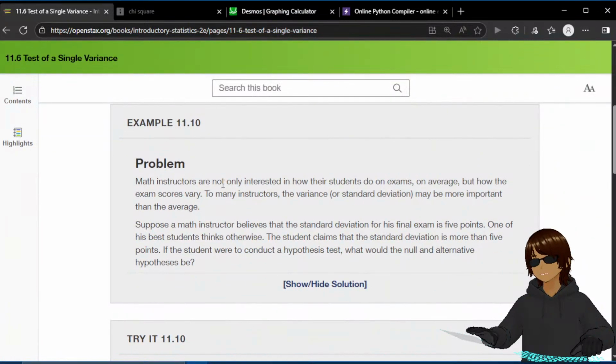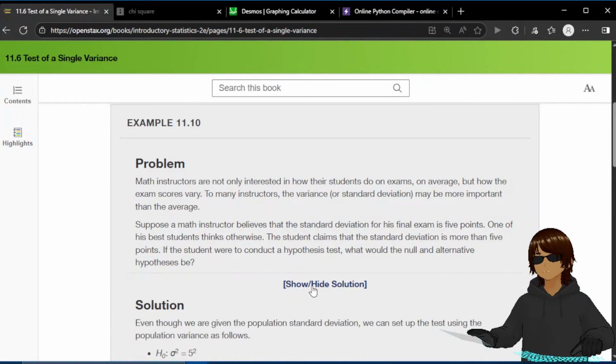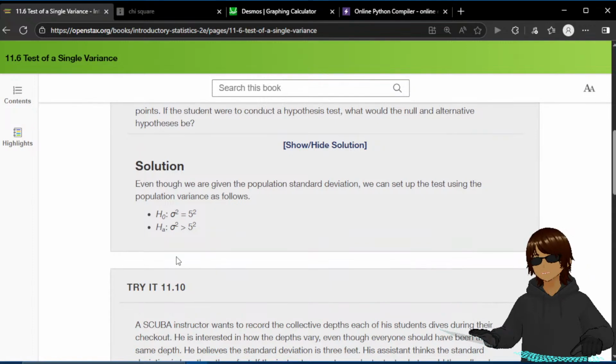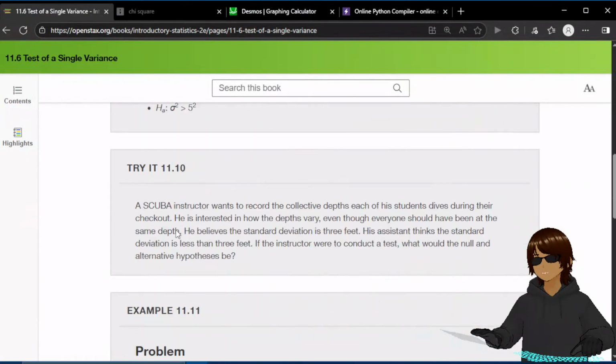Math instructors are not only interested in how their students do on exams on average, but how their exam scores vary. To many instructors, the variance may be more important than the average. Suppose a math instructor believes that the standard deviation for his final exam is 5 points. One of the best students thinks otherwise. Student claims that the standard deviation is more than 5 points. If the student were to conduct a hypothesis test, what would the null and alternative hypothesis be? Oh, I thought we were going to calculate something.